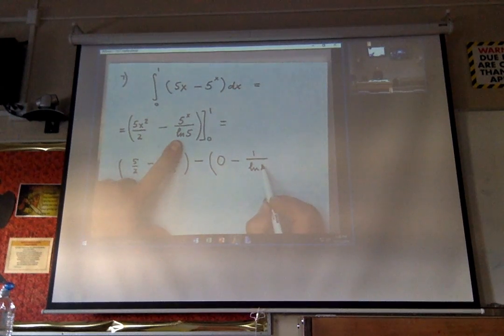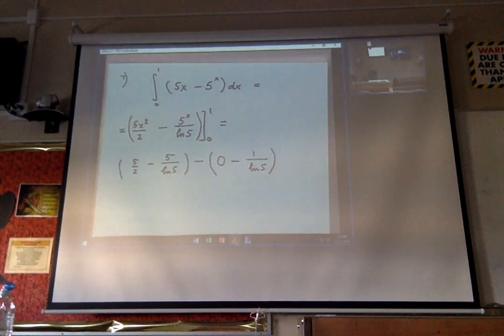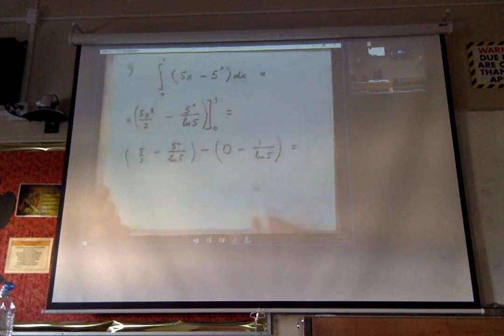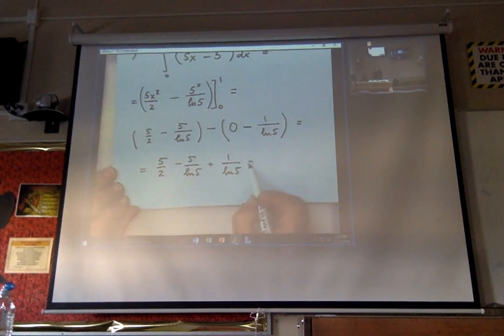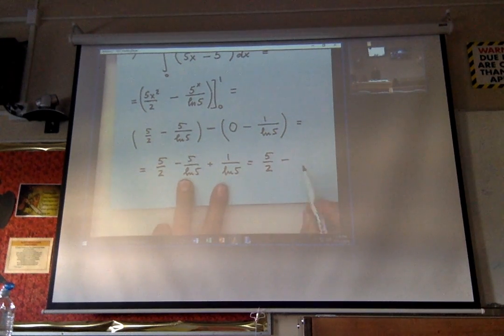So you have to be careful. Why am I saying careful? Because for some reason we get this idea that when we see 0 as our upper or lower limit and then we substitute, it's always 0. It's not. It depends on the function, right? Then we substitute. So what do we have here? We have 5 over 2. I'm going to write this again. Plus, right? 1 over natural log of 5. So you get 5 over 2, then what? Oh, look at the sign. Minus 5 over natural log of 5, all right, good.